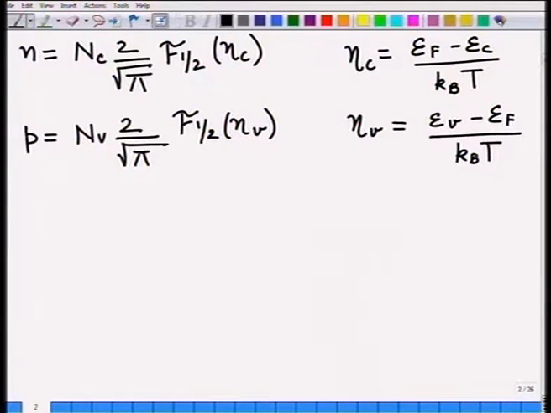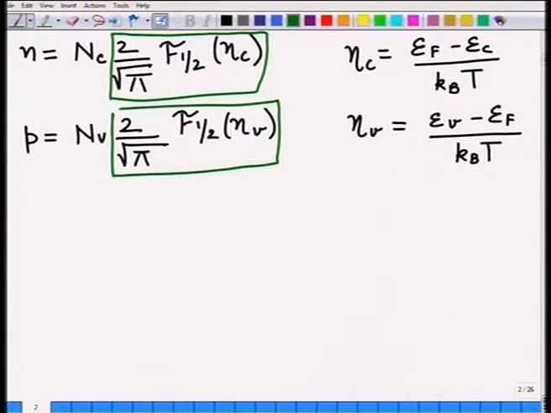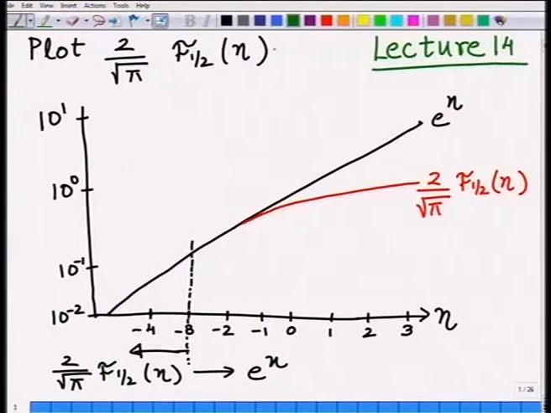Then what we started doing was approximating these Fermi Dirac integrals, evaluating what these two integrals may be equal to. In that context, I had plotted this graph of this function as a function of eta, and this red curve was the particular function which appears in these equations also.